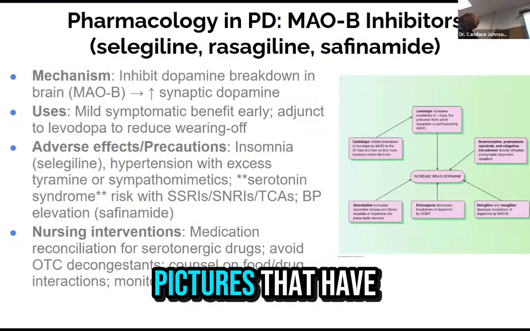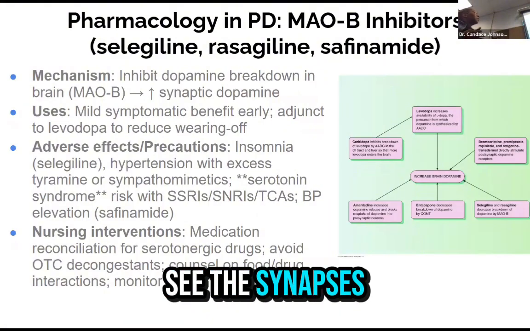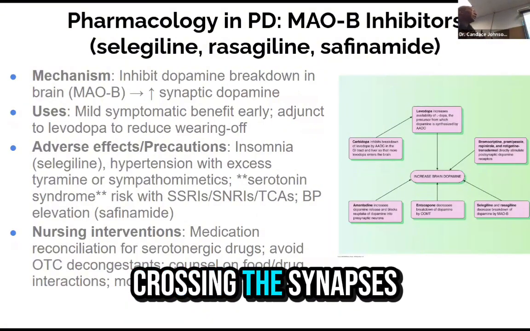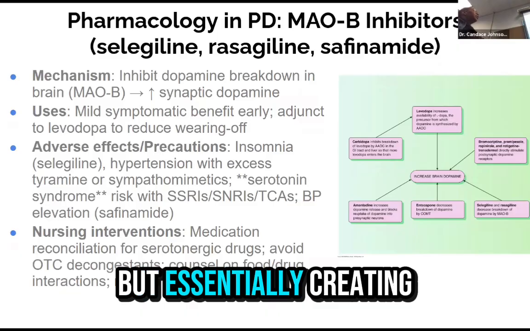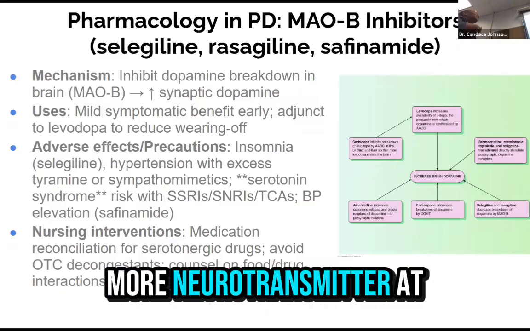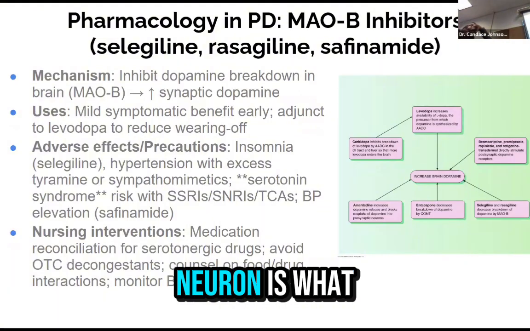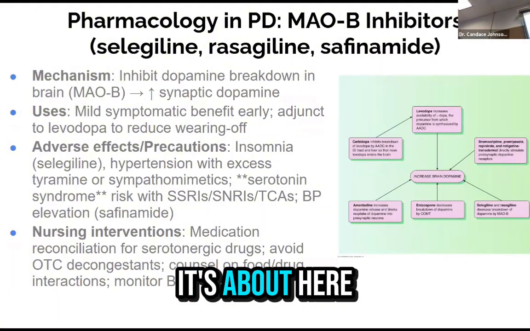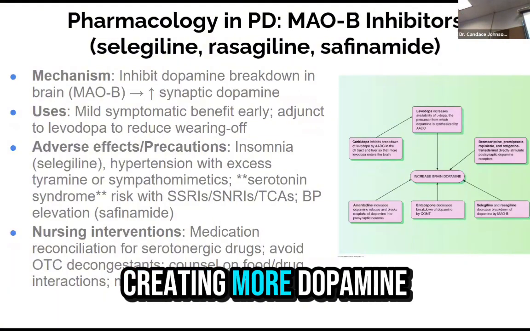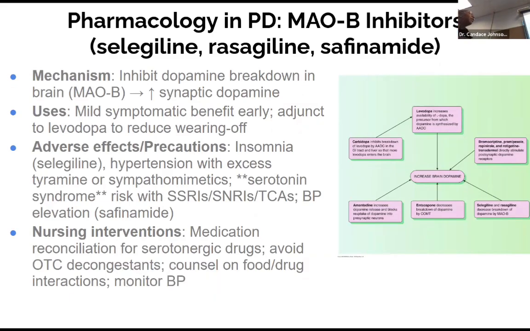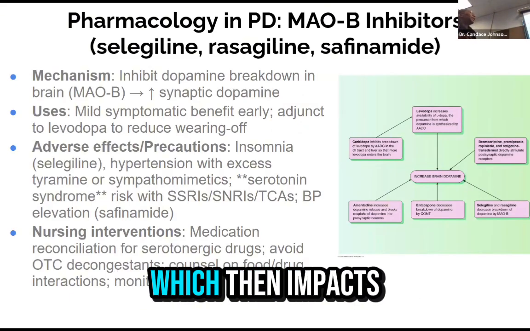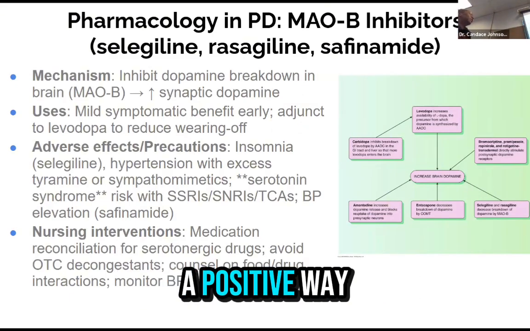I have other pictures that have the nerve. We can see the synapse and the neurotransmitter crossing the synapse, but essentially creating more neurotransmitter at the synapse, or the gap of the little neuron, is what it's about here, right? Creating more dopamine. All right, it makes more dopamine available, which then impacts the patient in a positive way.